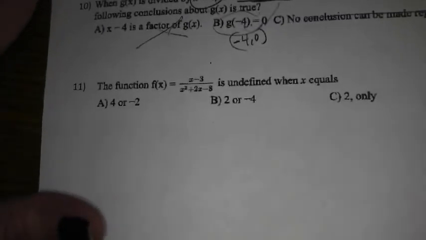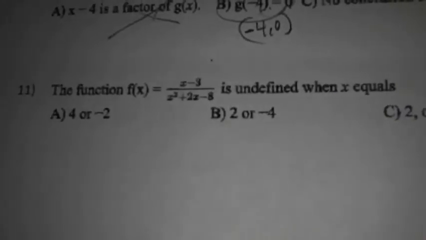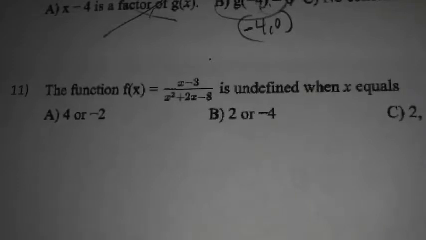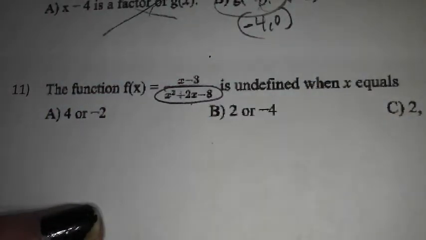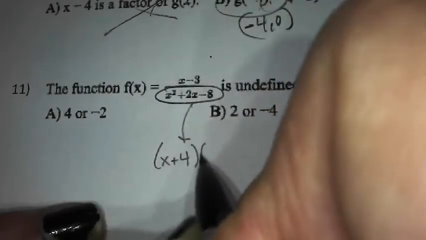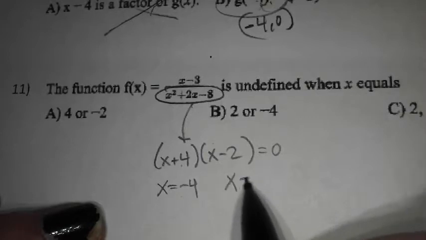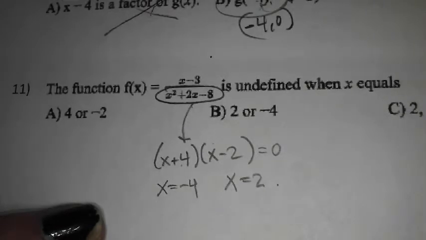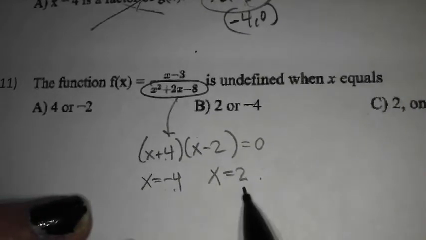And then lastly, undefined values. Okay? This is excluded values. What about a fraction makes it undefined? 0 in the denominator. So whatever would make this denominator 0 is what we're looking for. You don't know what makes this 0 until you factor it. So that's x plus 4, x minus 2. And so x equals -4 would make the denominator equal 0, and x equals 2 would make the denominator equal 0. So the function is undefined when x equals -4 or 2.